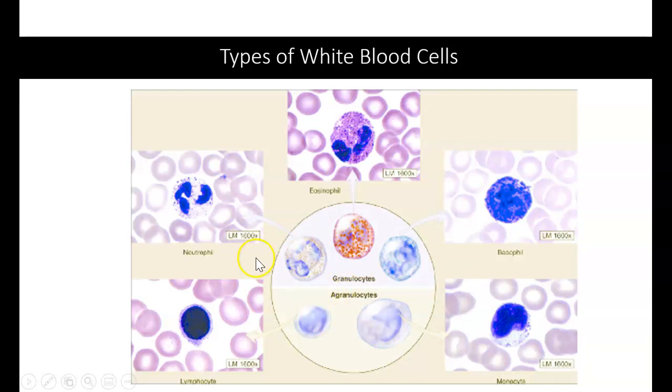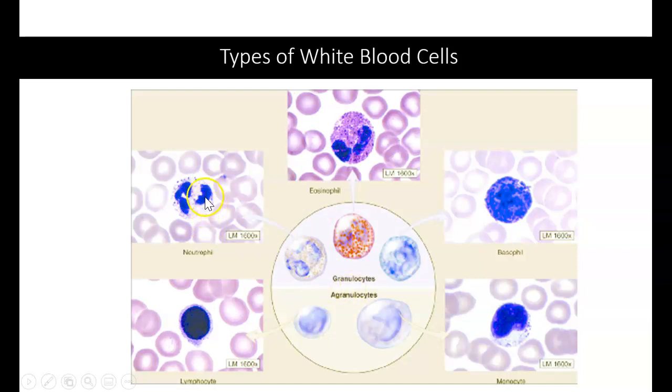So granulocytes will include your neutrophil, your eosinophil, and your basophils, and then the agranulocytes will include your monocytes and your lymphocytes. So let's start with the granulocytes.